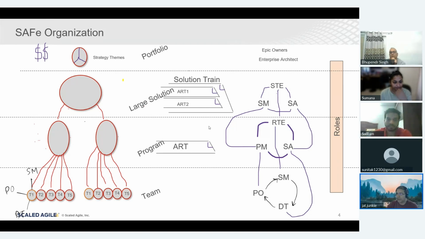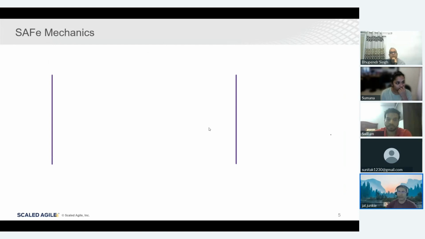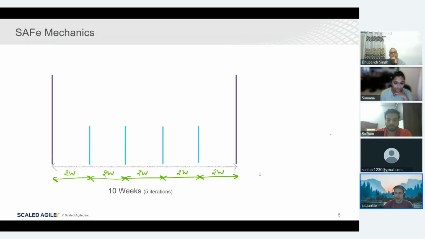Now, going ahead, let's talk about how the work actually happens. Just as we have a time box in Scrum, most popular time box is 2 weeks. We do have a time box in SAFe as well. What is the time box here? Most popular is 10 weeks, 5 iterations. So we have a 2 week iteration and 5 iterations. Now here we have 5 teams. So we are taking an example of 5 teams.